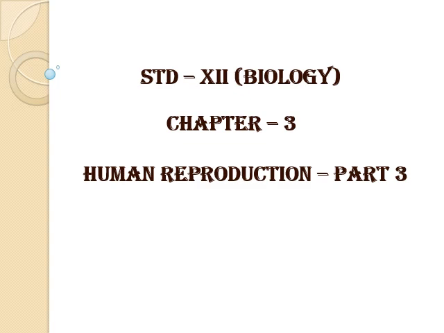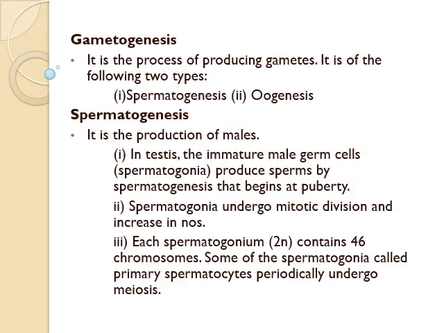Last class you have learned the female reproductive system. In this class we will see gametogenesis. This is nothing but the birth of gametes. Gametogenesis is the process of producing gametes, that is ovum by ovaries and sperms by testes.